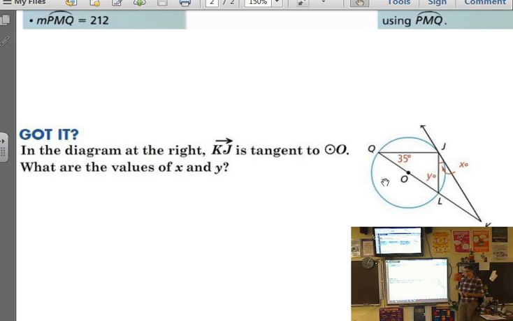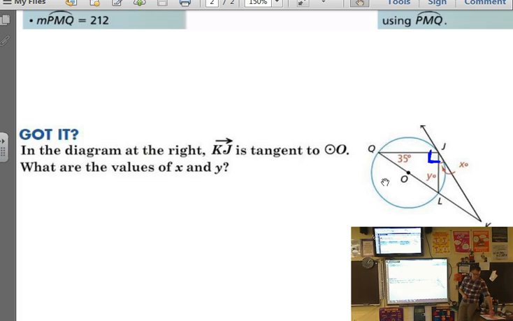Is there any sort of easy information that jumps out at you? QJL is a right angle because QL is our diameter. As soon as you see a diameter, check to see if there are any right angles you can notate. Now that I know that right angle, Lynn, you're already calculating. Where do we go from there?